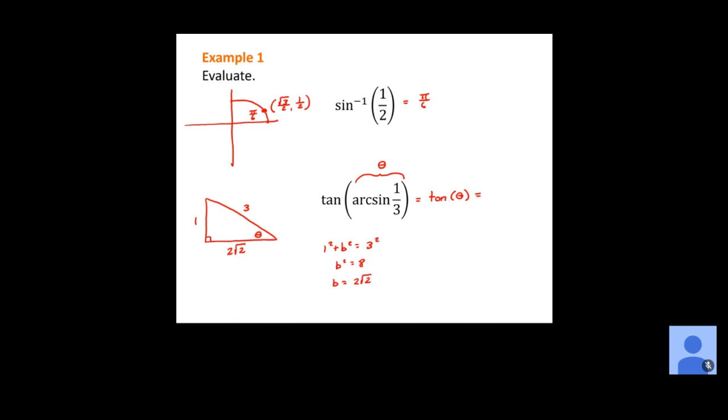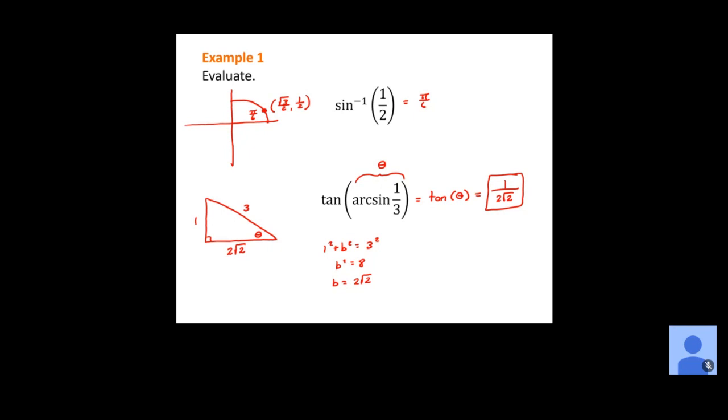All right, so then what would our tangent be equal to then? That's it. 1 over 2 square root of 2.